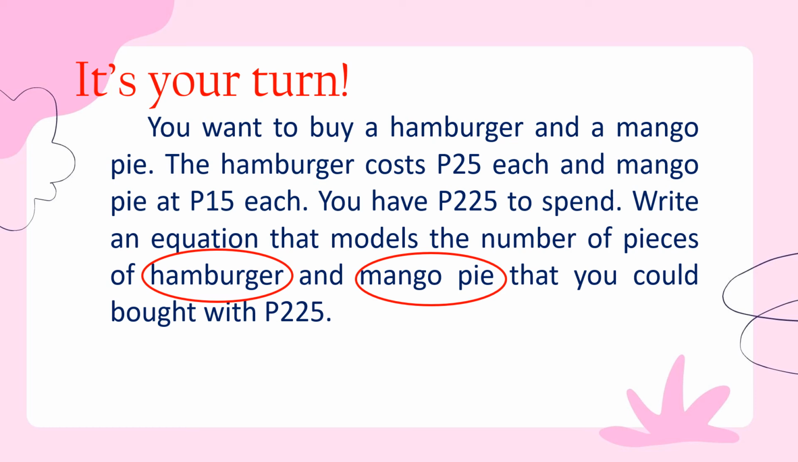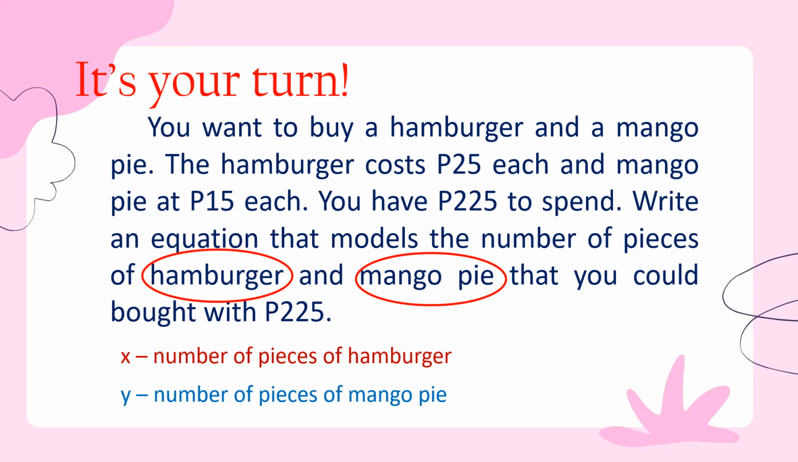Since we were able to identify the two unknown quantities, we are now ready to represent these as variables. So let x be the number of pieces of hamburger and let y be the number of pieces of mango pie. Now, do you think we have enough information to come up with the linear equation? Yes, you're right. The formulated equation now is 25x plus 15y is equal to 225.